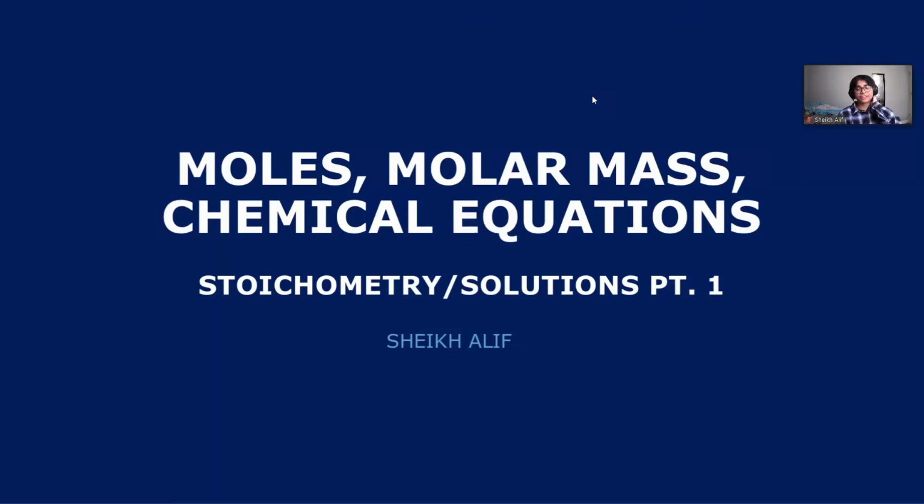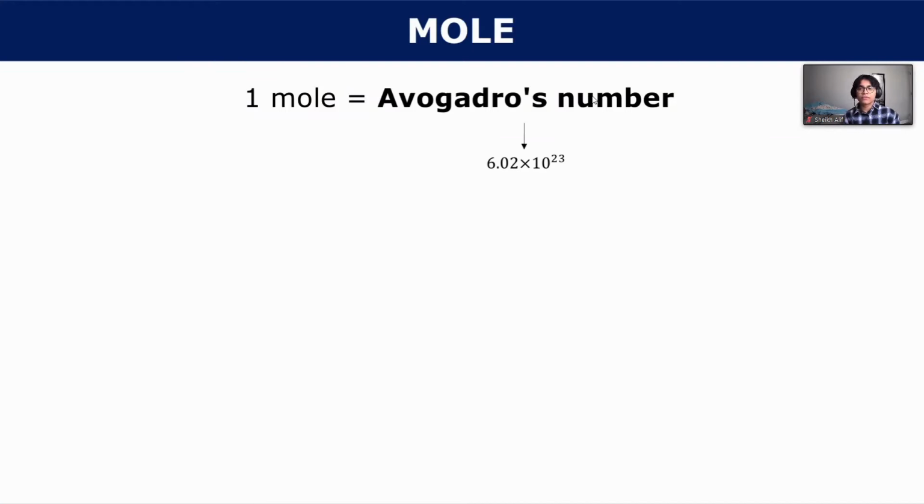Hey, what's up, everyone? Welcome to Stoichiometry slash Solutions Part 1, where today we're going to go over moles, molar mass, and chemical equations. And it's hard to start stoichiometry without a good understanding of the mole. What you need to know about the mole is that it's just a number. It's Avogadro's number, and it works similar to how you would use a unit.